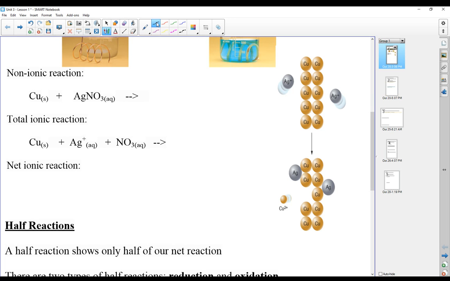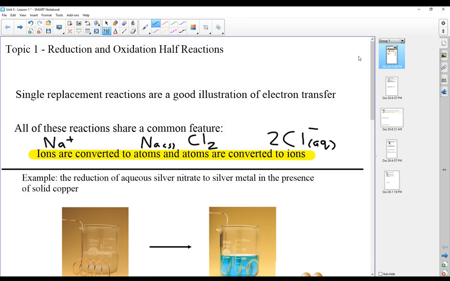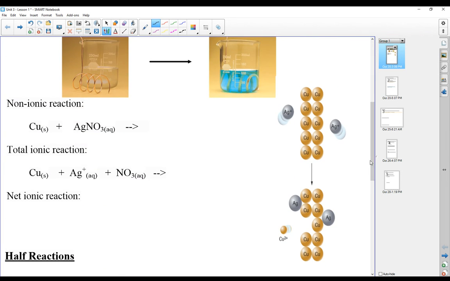What is happening is that we have a single replacement reaction. As we said, single replacement reactions are a good illustration of electron transfer. So our net ionic reaction is going to be copper bonding onto nitrate. This is going to be Cu2+ and NO3-, and then we have a 2. This is an aqueous solution, plus Ag, which is our silver. We said that it got converted from an aqueous solution to now a solid. Just to make sure our balancing is right: 1, 2, 1, 2.